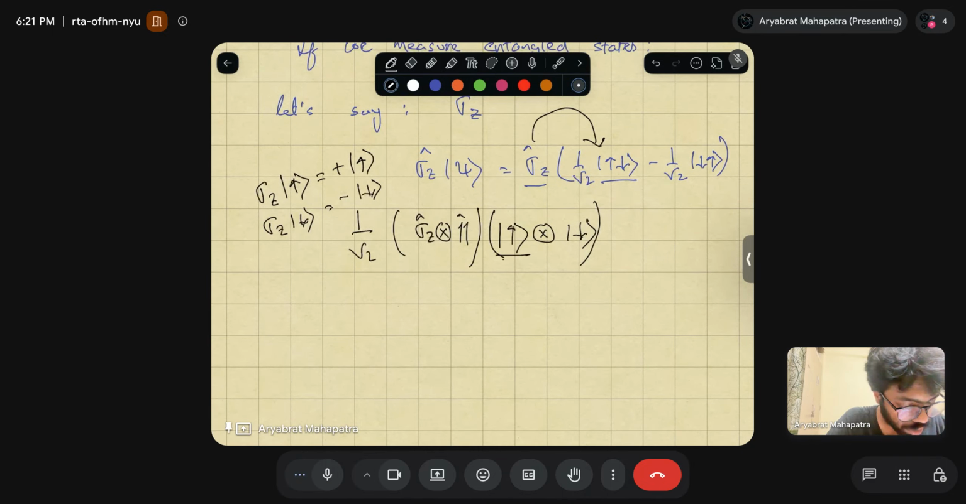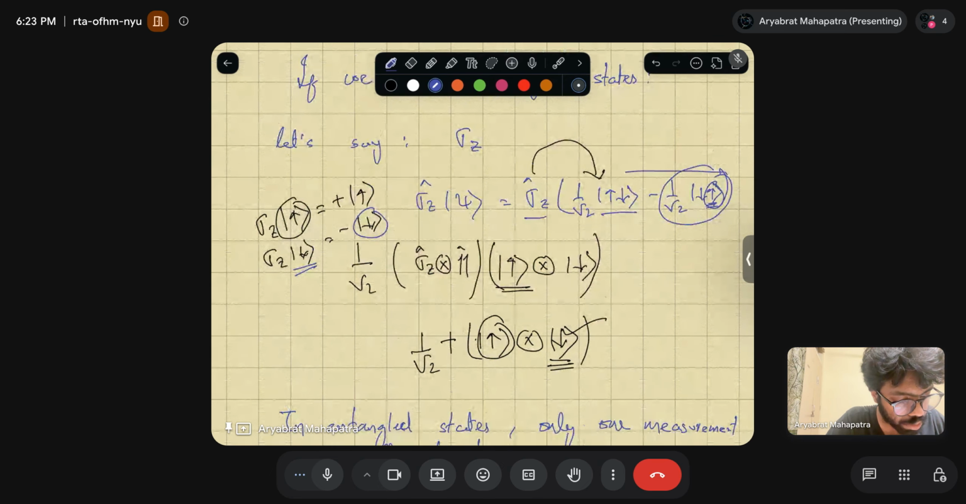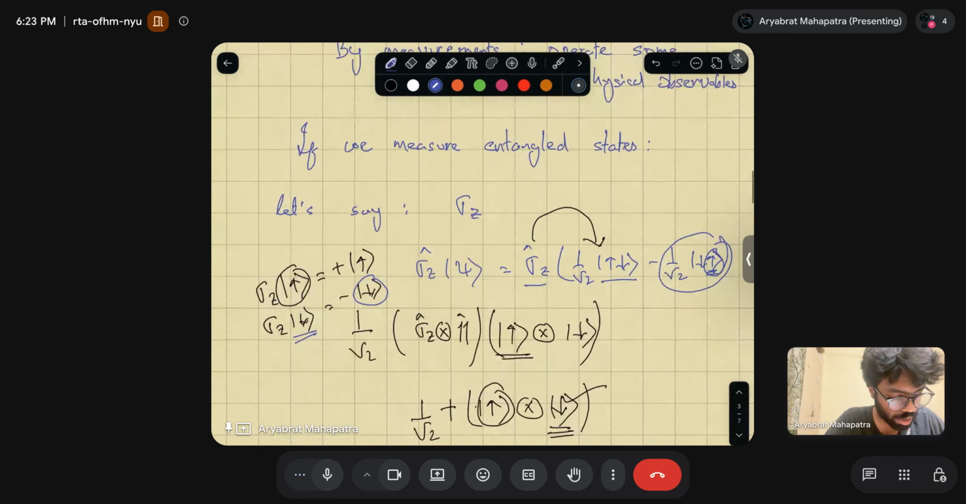If upon measuring sigma z on psi I would have got this state, then obviously sigma z would have acted on this one, and I can confirm without measuring the other spin state. I would just guess that it would be the up state, and it will obviously be the up state because this entire thing is prepared as an entangled state. So we'll see more on this example in the coming lectures.